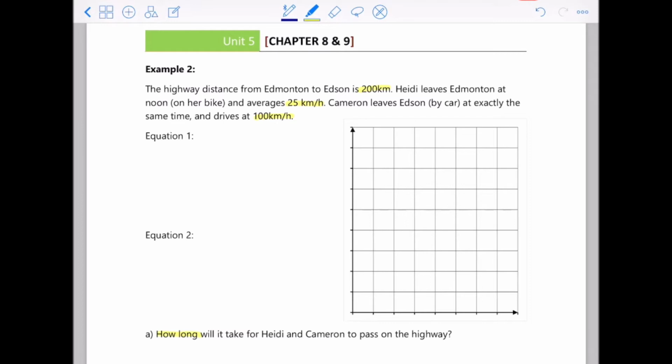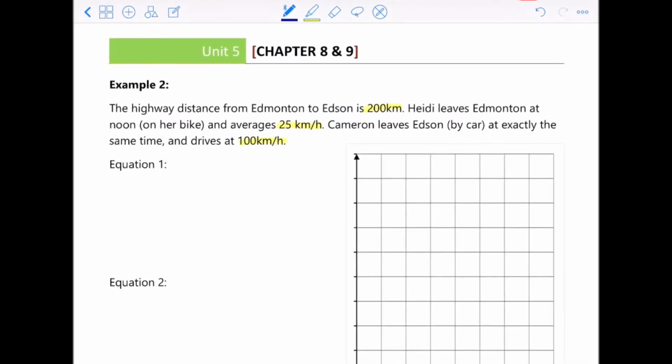So before we start our question, let's set up a diagram that would help us to understand what kind of situation we're given. Okay, so there's Edmonton and Edson. From here to here, the distance is 200 kilometers. Heidi is from Edmonton traveling to Edson at speed of 25 kilometers per hour, whereas Cameron leaves Edson to Edmonton at a speed of 100 kilometers per hour. So we're looking for some point here or here that they intersect when they meet at a highway.